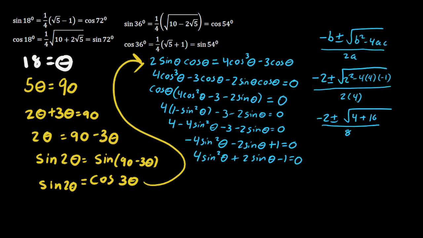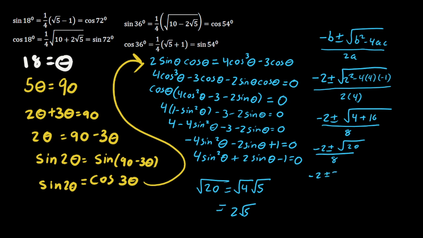And we can simplify this into negative 2 plus or minus square root of 20 divided by 8. Now let me just do something over here. You may have noticed that square root of 20 is also square root of 4 multiplied by square root of 5. This can be simplified into 2 root 5. So let's write square root of 20 in our expression as 2 root 5.